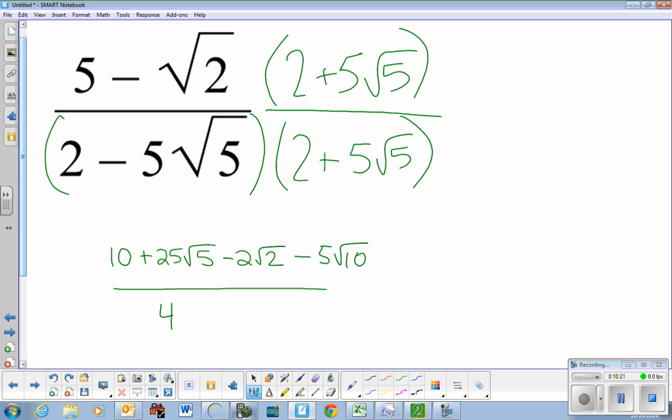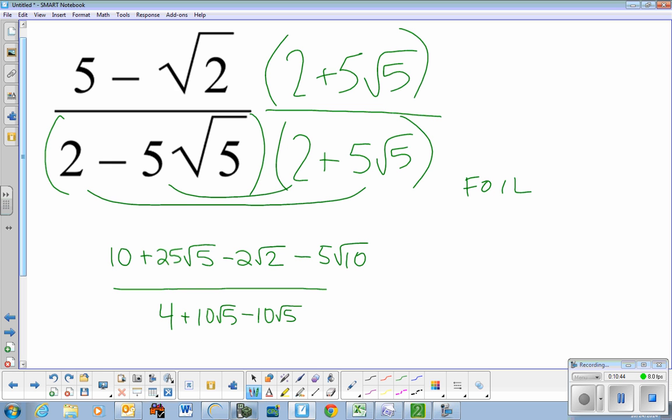2 times 5 square root of 5 is 10 square root of 5. But then right after that, I get negative 5 square root of 5 times 2, which is negative 10 square root of 5. Every time you multiply two conjugates together, the O and the I, you know what I mean by that, right? When we FOIL, the outers and the inners always cancel each other out because they're conjugates. They will always be equal and opposite.